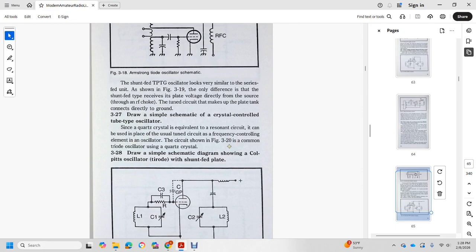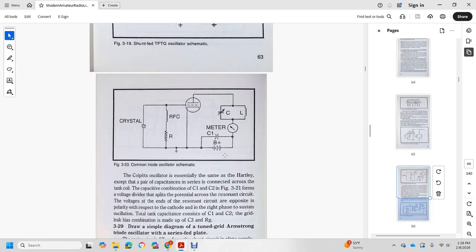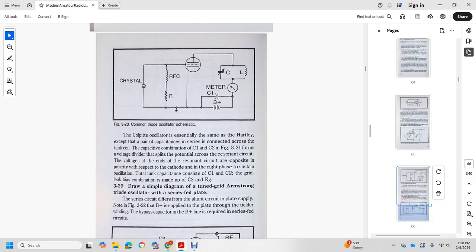Draw a simple oscillator schematic diagram showing a Colpitts oscillator, shunt-fed plate. The Colpitts oscillator is essentially the same as the Hartley, except for the capacitance, which is connected across the tank coil. The combination of capacitors 1 and 2 in figure 321 forms a voltage divider across the resonance circuit, with the voltage at the end of the resonance circuit of opposite polarity with respect to the cathode, the right phase for sustained oscillation. The total tank capacity consists of capacitors 1 and 2, with grid leak bias provided by the combination of capacitor 3 and the grid resistor.